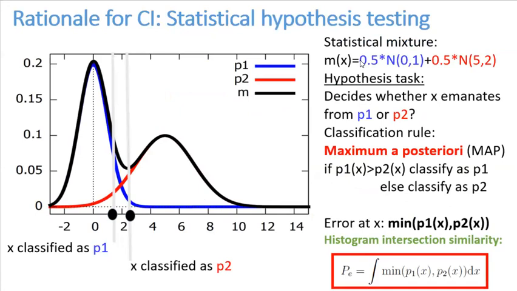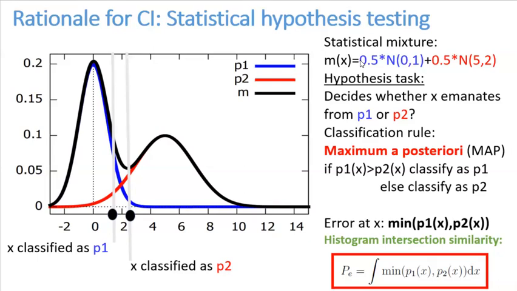So I get, for example, one sample here, one sample here, and I have to classify it either as emanating from the first component or the second component. Of course, because the supports of the densities coincide, I cannot be sure, right? Maybe I say that this one is blue, but it was taken from the red one. And so you have some inherent error that is called the Bayes error in hypothesis testing.